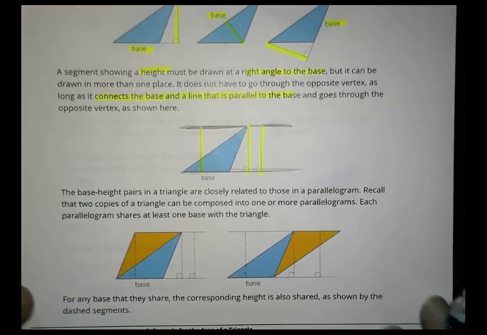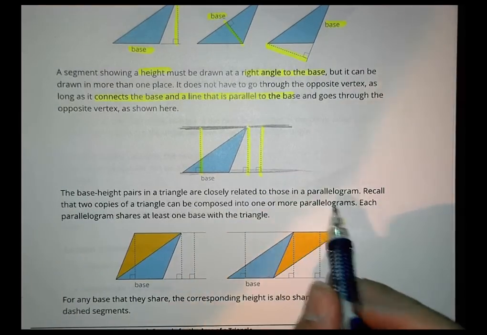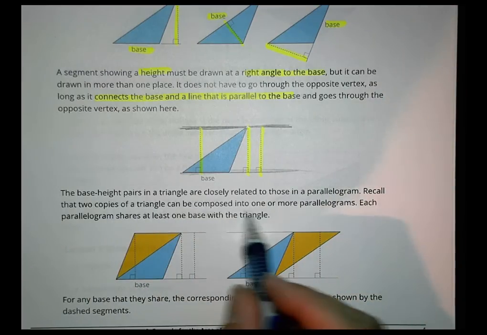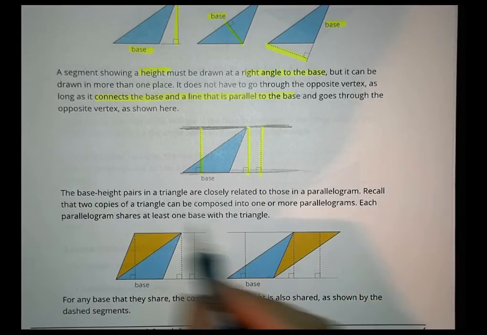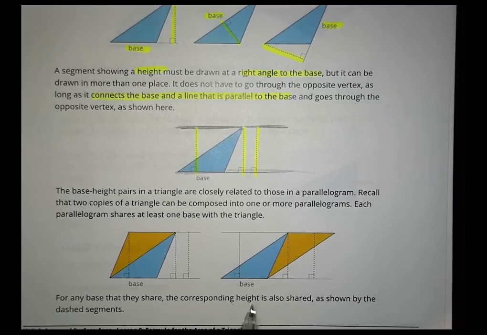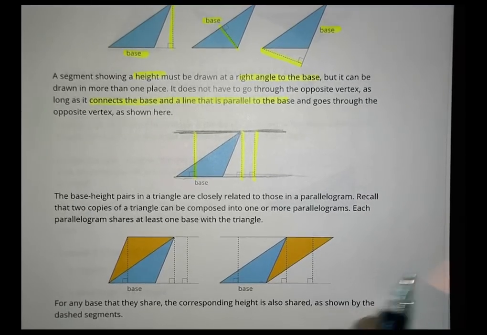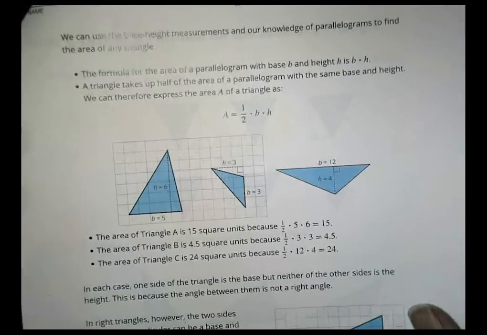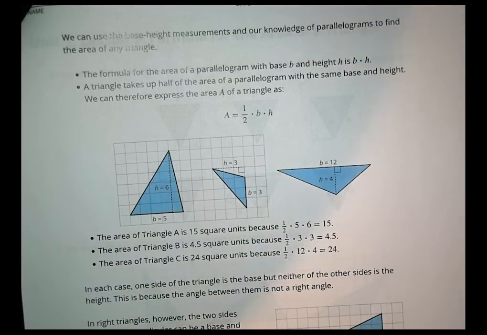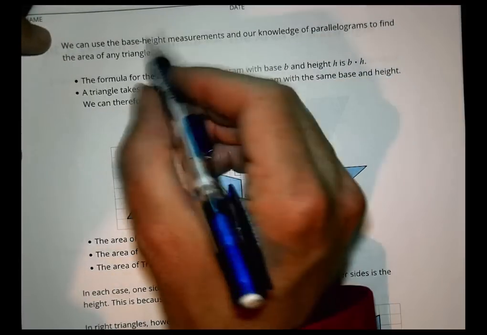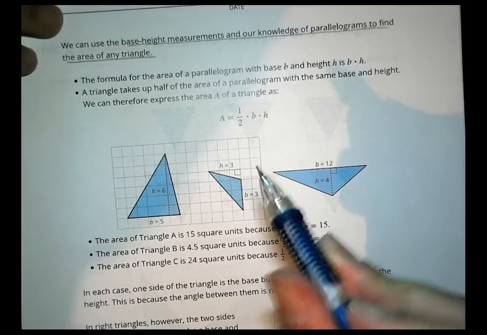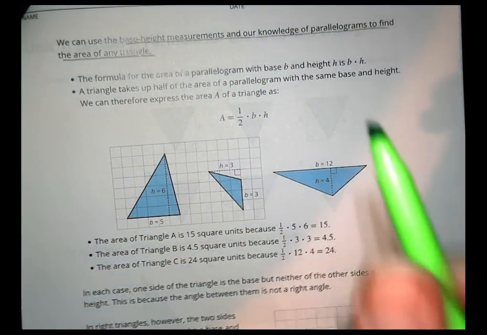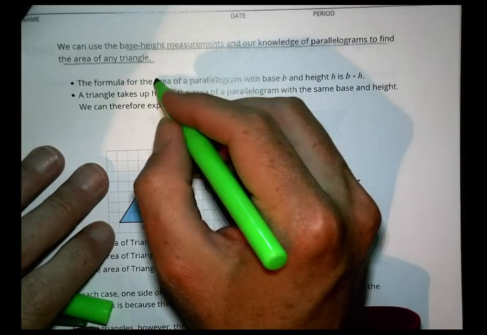So the base pairs in a triangle are closely related to those in a parallelogram. Recall that 2 copies of a triangle can be composed into 1 or more parallelograms, so we could copy it and make it there or make it like that. And each parallelogram shares at least 1 base with a triangle. For any base that they share, the corresponding height is also shared as shown by the dashed diagrams. So they have the same height no matter what. And then we can use that to recognize once again that base height measurements and our knowledge of parallelograms, we can use that to find the area of any triangle.